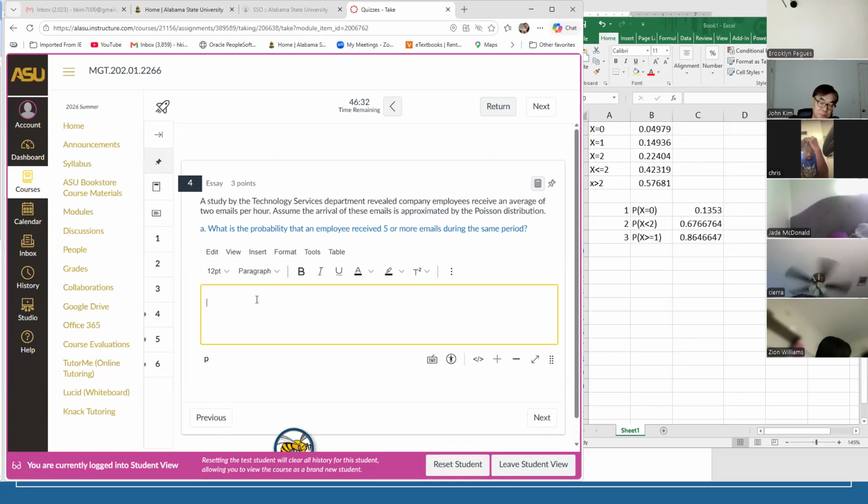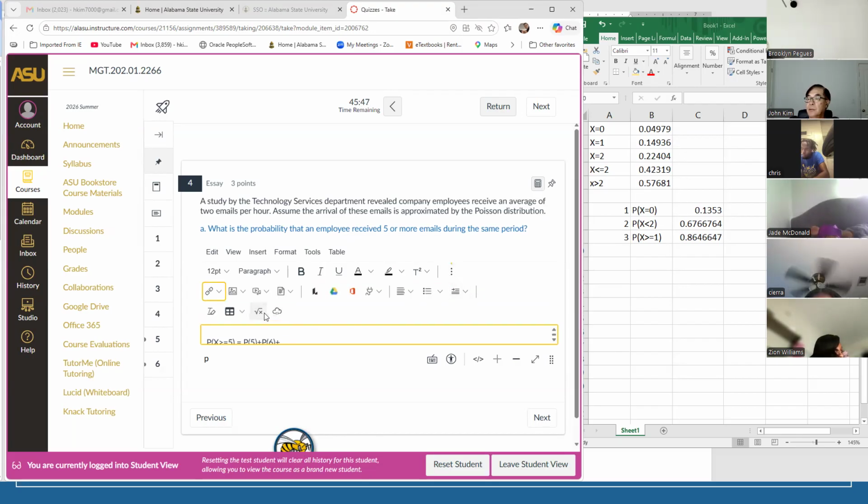5 or more. So the probability that X is greater than or equal to 5 equals, because of the equal sign, including 5, plus the probability of 6, probability of 7, and so on, up to infinite again.